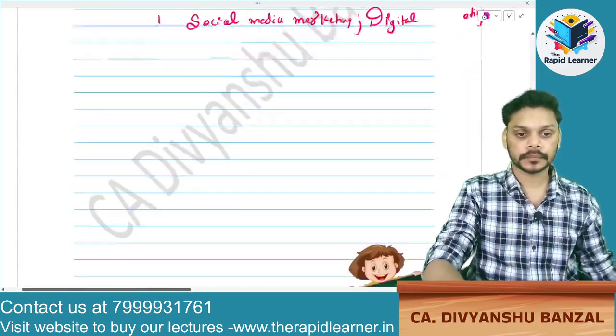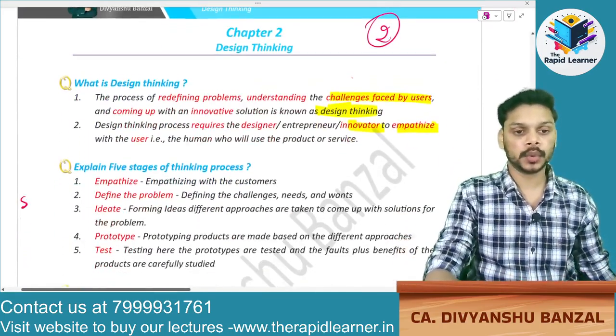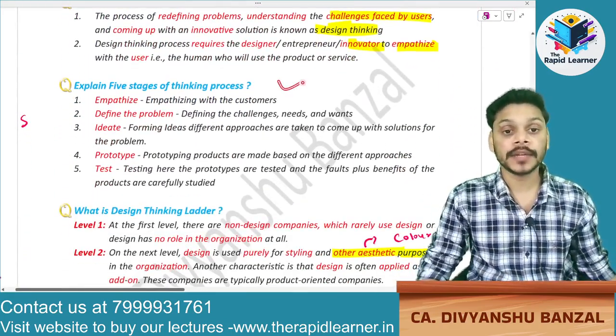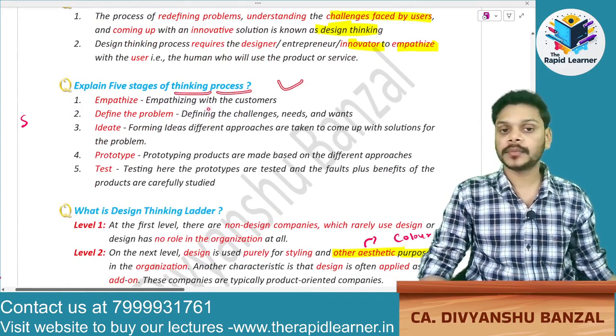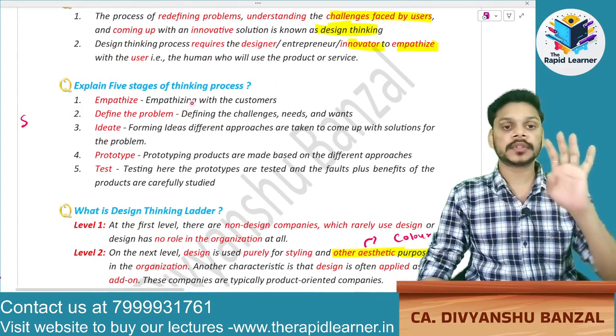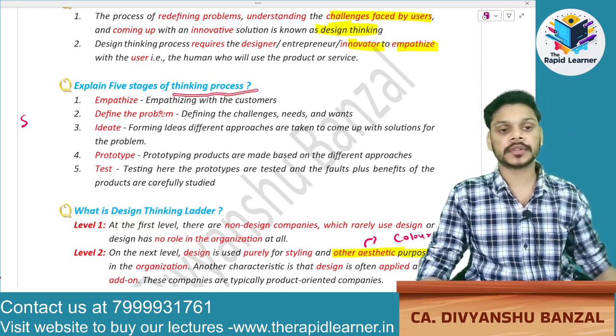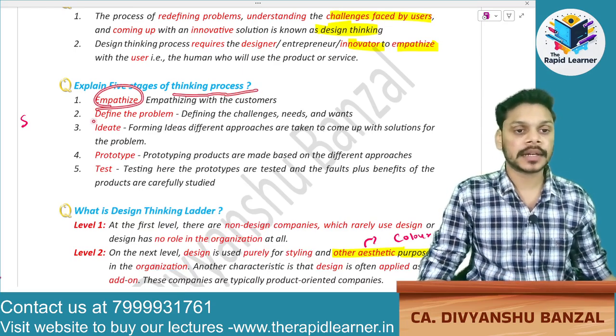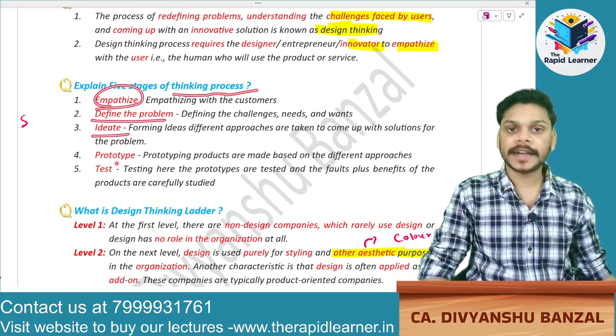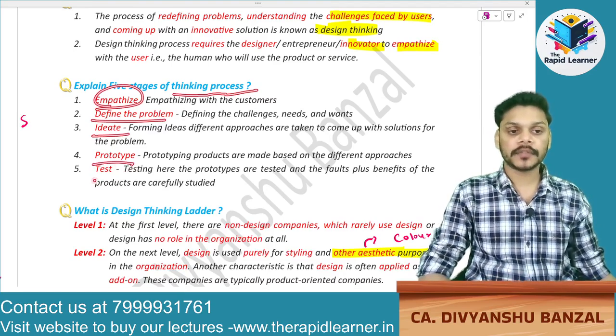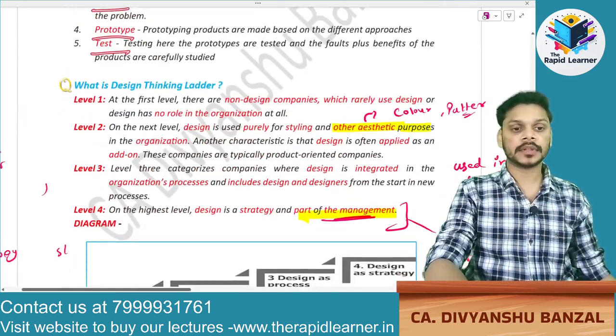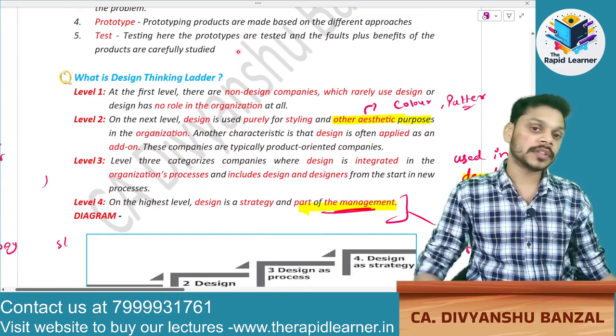Now chapter number 2, explain the 5 stages of design process. We have 5 stages of design thinking process. First one is empathize, second one is defining the problem, third one is ideate, fourth one is prototype, and fifth one is test.